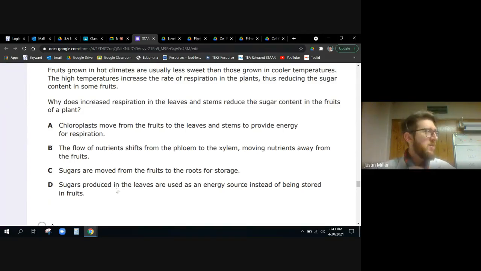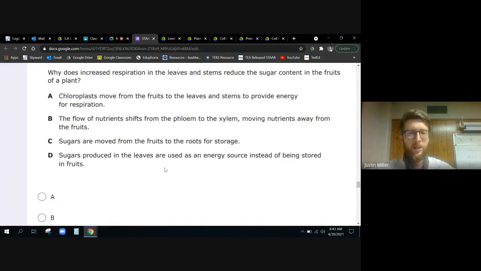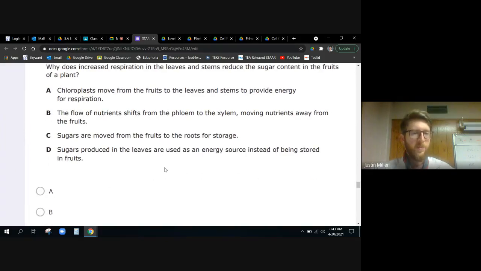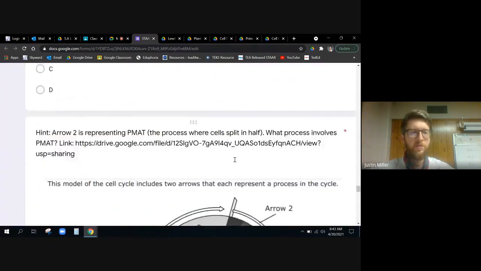So why do the fruits not have as much sugar? Well, it's because they burned the sugar. Why'd they burn the sugar? Why do you burn sugar? It's to make energy. So which one of these says that we're burning more sugar to make energy? Correct. It is D. Sugars produced in the leaves are used as an energy source instead of being stored in fruits.